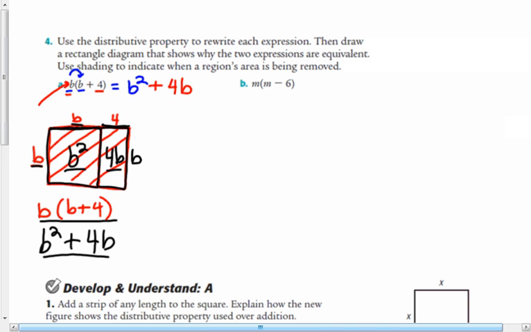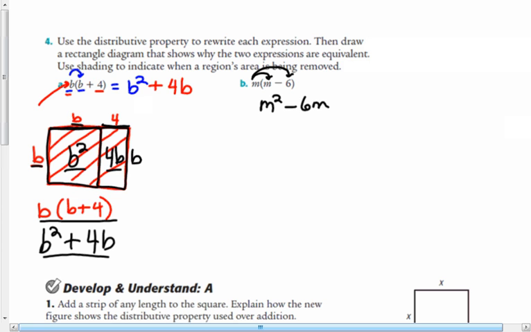Let's go ahead and do this one using the distributive property. M times M is written as M to the second power. And then I'm going to do M times 6, but it's minus, so I'm going to put minus 6M. Okay? So I just expanded that.